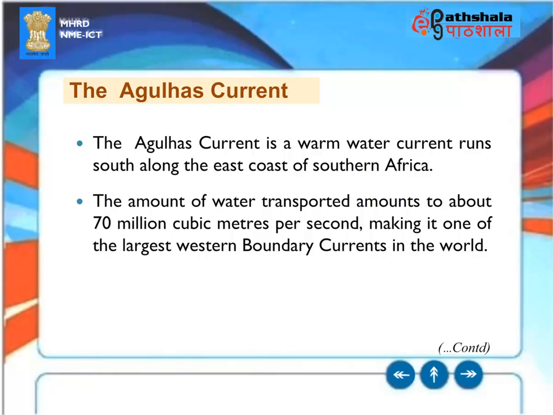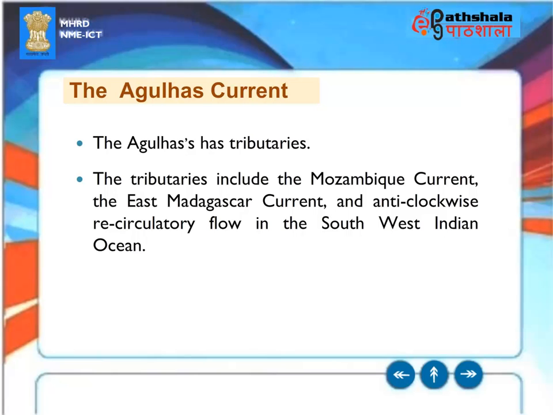The Agulhas Current. The Agulhas Current is a warm water current that runs south along the east coast of southern Africa. The amount of water transported amounts to about 70 million cubic meters per second, making it one of the largest western boundary currents in the world. The Agulhas has tributaries. The tributaries include the Mozambique Current, the East Madagascar Current, and anti-clockwise recirculatory flow in the southwest Indian Ocean.